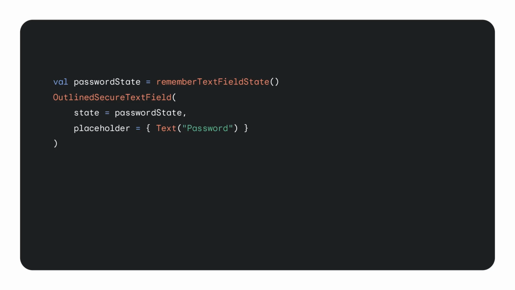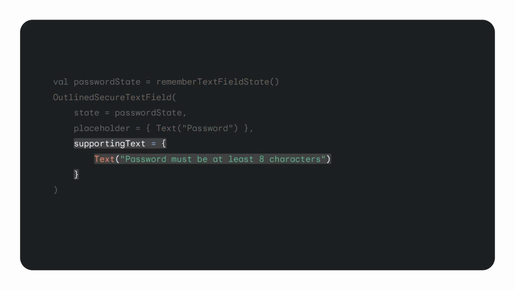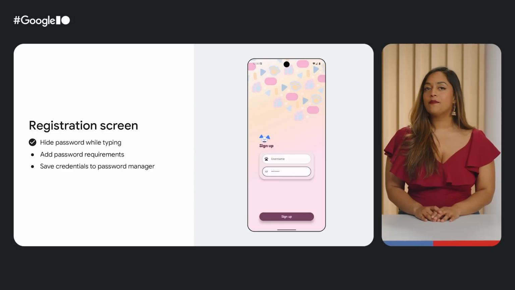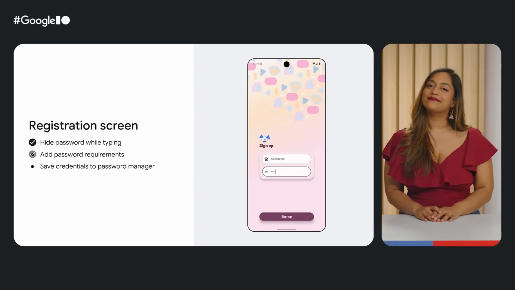We can add 2 things to make the requirements clearer to the pup. The supporting text parameter allows us to add text defining what the requirement is. And the isError parameter will put the text field in an error state when the length of the password is between 1 and 7 characters. This allows us to enforce our password requirements while also communicating them clearly to our puppies.